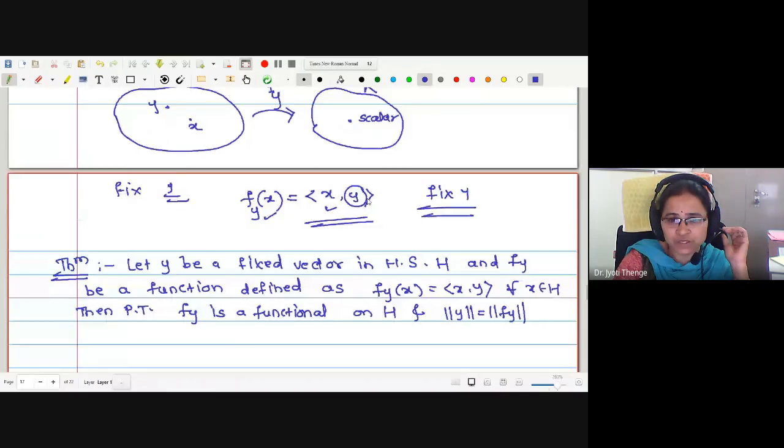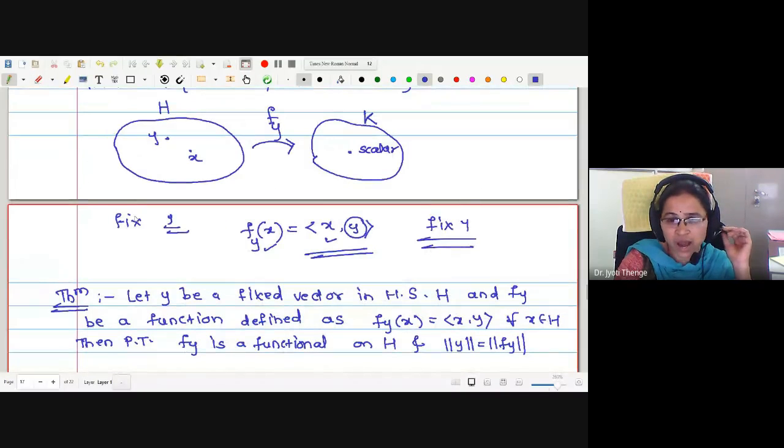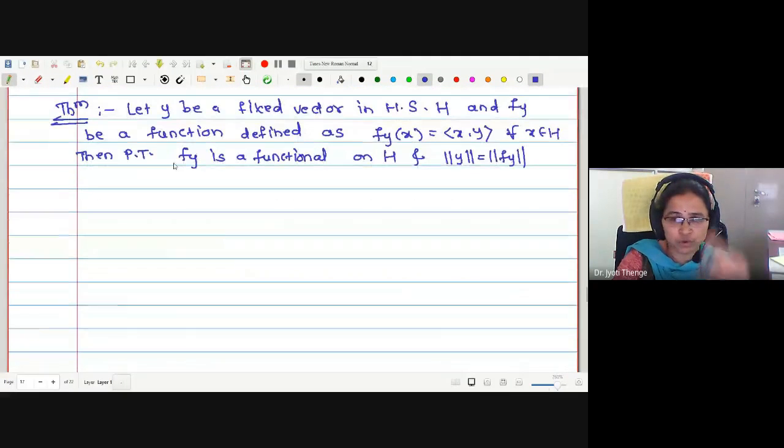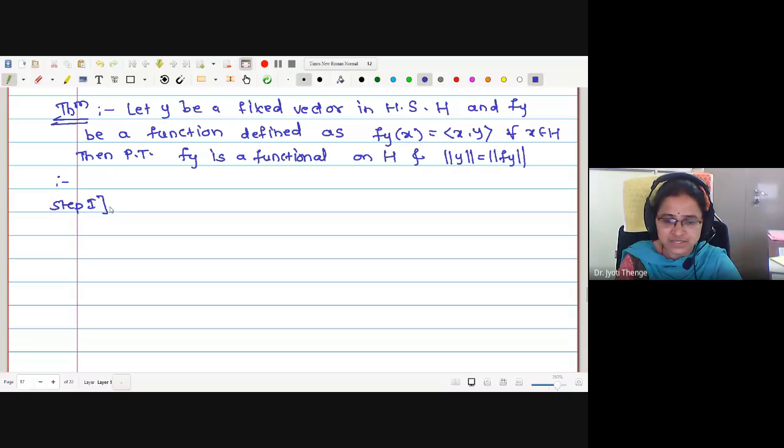Once you understand this construction, how the functional is defined and why the fixed vector y is needed, then we will go for proving that this fy is a functional defined with the relation inner product of x with y, right? Let us go for proving the first step. In the first step, we will prove that fy is a functional. And in the second step, we will prove that the norm of y is equal to the norm of fy.